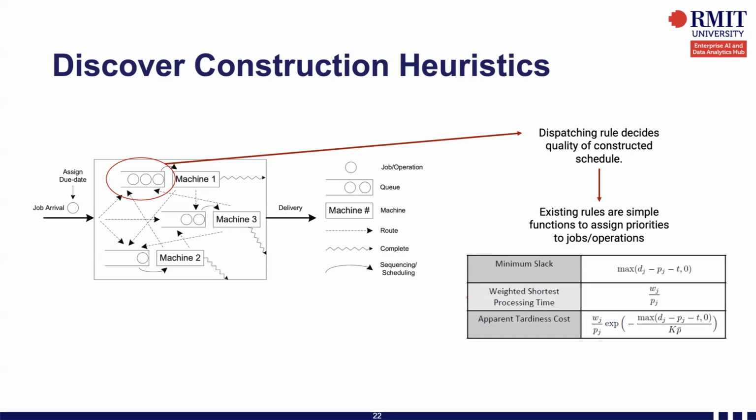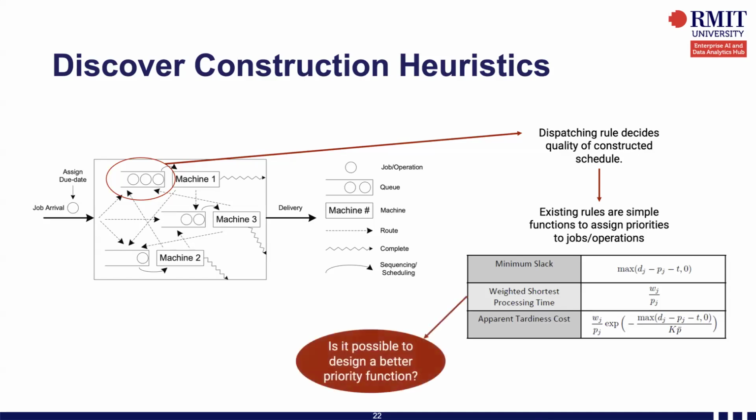So for the job that is more urgent, and if we can process it as quickly as possible, we go with that one first. But sometimes you combine a lot of things together. For example, the apparent tardiness cost, ATC. You combine all of those components together. So it can be very simple, it can be very complex.